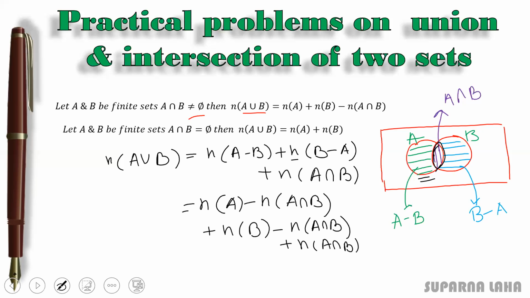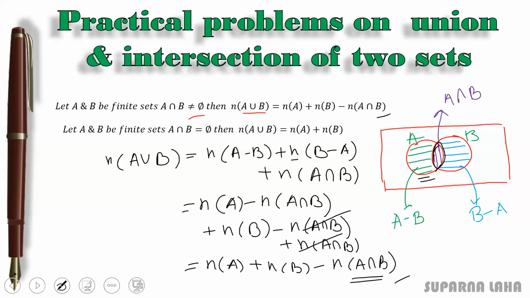So ultimately, look at that. This cancels, since one is positive, one is negative. So the number of elements in A union B is given by the number of elements in A plus the number of elements in B minus the number of elements in A intersection B. Clear? So this is the formula.